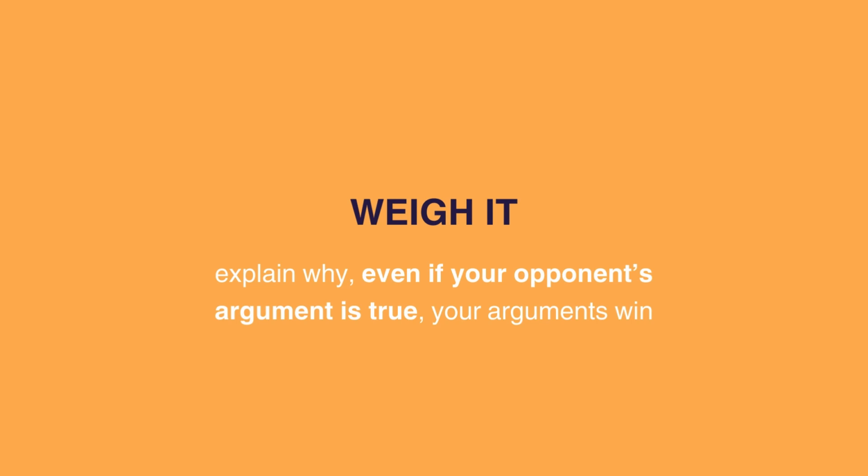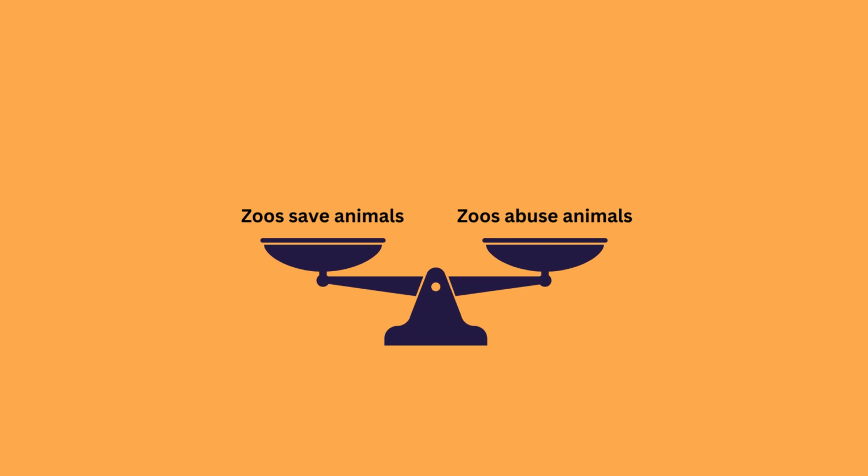The last step, W, is weigh it. Here, you explain why even if your opponent's argument is 100% true, your arguments are still more important. You can think of weighing as a direct comparison between two arguments. The scale visual really helps with this.